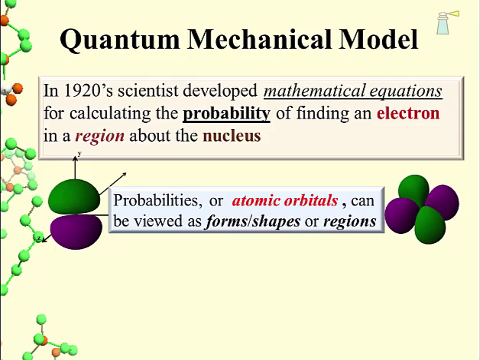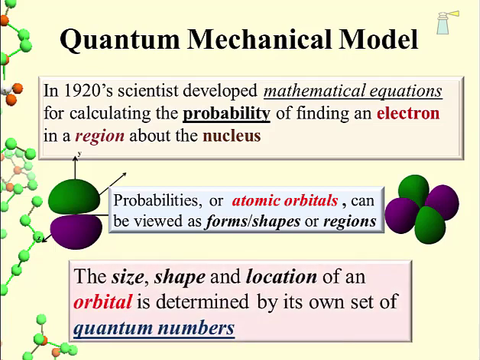With multiple electron atoms, we will need multiple orbitals. That is important because an atom like lead has 82 electrons. The negatively charged electrons are attracted to the positive nucleus, but being negatively charged, they repel each other. The orbitals provide some order in this chaos. The size, shape, and location of an orbital is determined by its own set of quantum numbers.